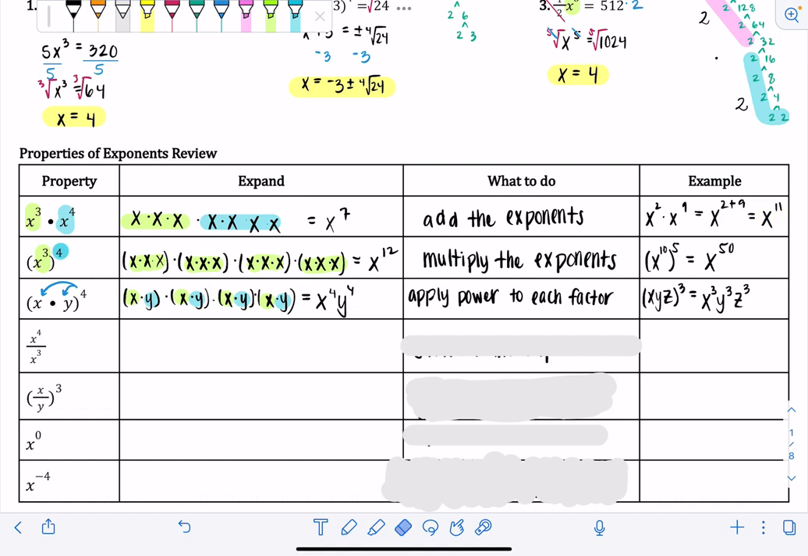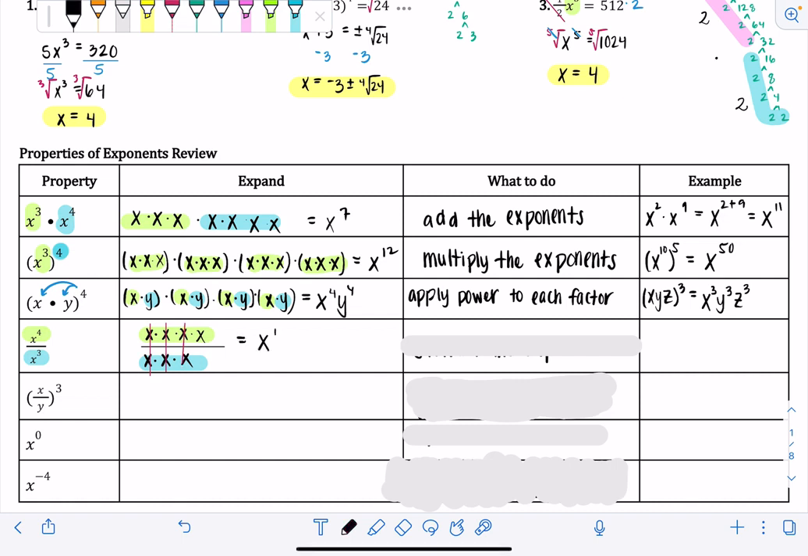Okay, next one, x to the fourth over x cubed. So this one is quotient of powers where you have one divided by the other. So if I were to expand that, I have x times x times x times x over x times x times x. So 4 x's in the numerator right here, 3 x's in the denominator right here. And then, of course, if you divide something by itself, it cancels out, or it's just 1. So this x cancels out that x, this x cancels out that x, this one cancels out this one, and I'm just left with x to the first power.